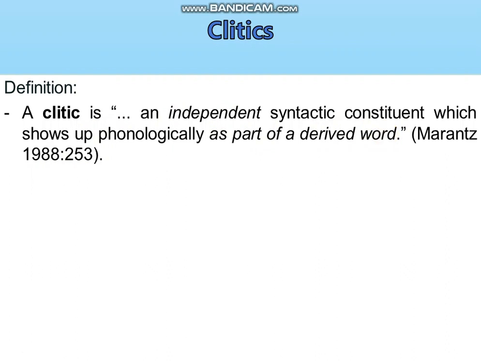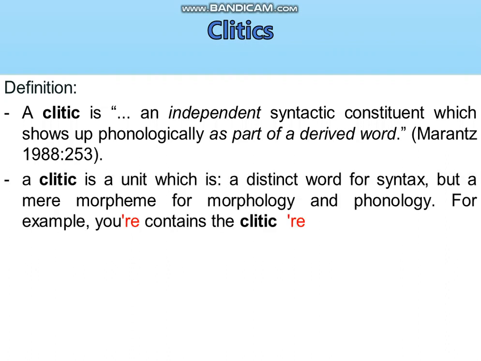Which shows up phonologically and morphologically as part of the right word. Tetapi menunjukkan secara fonologi, pengucapan maupun morfologi secara katanya bagian dari sebuah kata itu menurut si Merens. And the next, a clitic is a unit which is a distinct word for syntax, yang berbeda dalam sebuah kalimat. Syntax ini kalimat, but a mere morpheme for morphology and phonology. Tapi ini lebih cenderung diidentifikasi sebagai morpheme dalam konteks morfologi dan phonology.